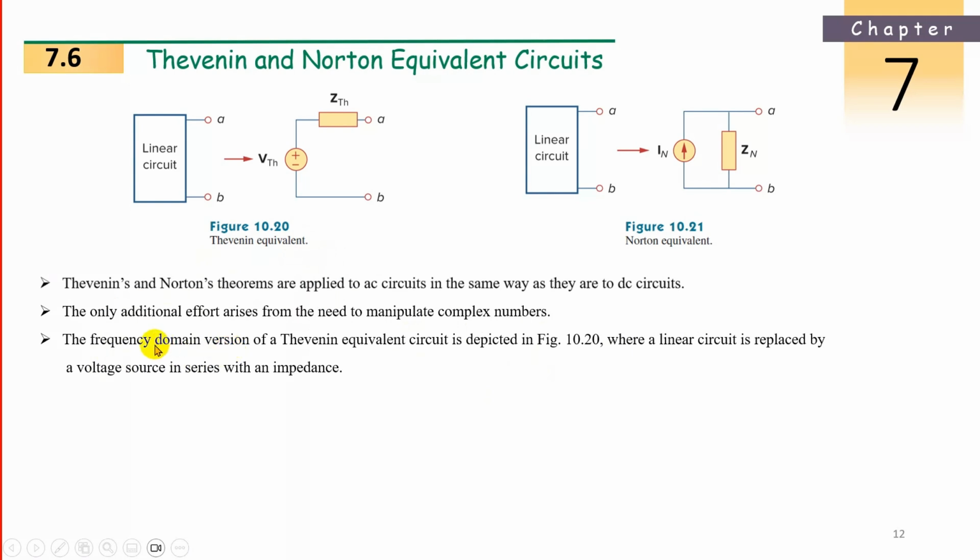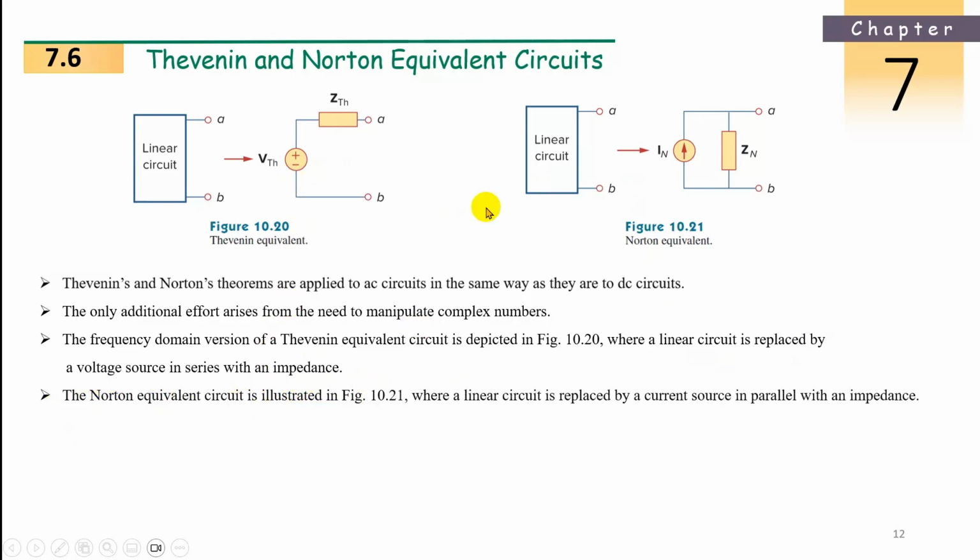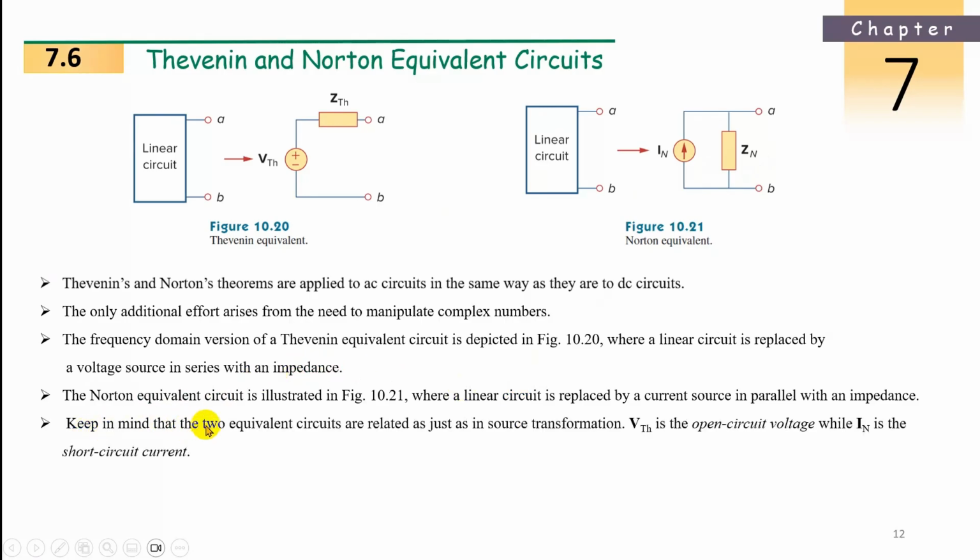The frequency domain version of the Thevenin equivalent circuit is shown in the figure, where the linear circuit is replaced by a voltage source in series with an impedance, as I discussed. Now the Norton equivalent circuit is illustrated, where the linear circuit is replaced by a current source in parallel with the Norton impedance. Keep in mind that the two equivalent circuits are related just as in source transformation. So these two can be transformed easily, where V Thevenin is the open circuit voltage and IN is the short circuit current.